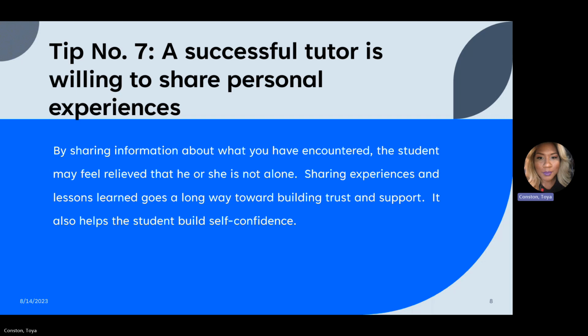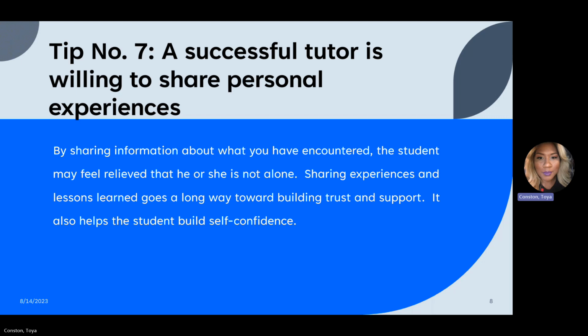Tip number 7, a successful tutor is willing to share personal experiences. By sharing information about what you have encountered, the student may feel relieved that he or she is not alone. Sharing experiences and lessons learned goes a long way toward building trust and support. It also helps the student build self-confidence. So, as reiterated from the beginning of this training session, you should be able to communicate openly and honestly with your student learner. This makes a successful tutor.